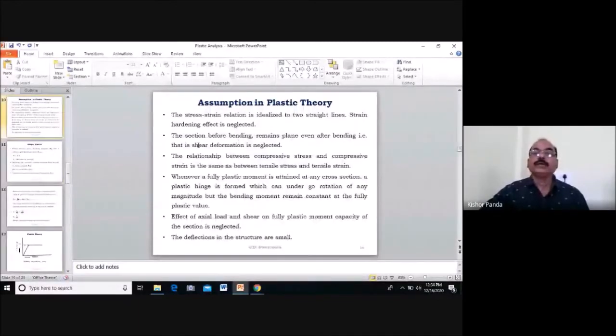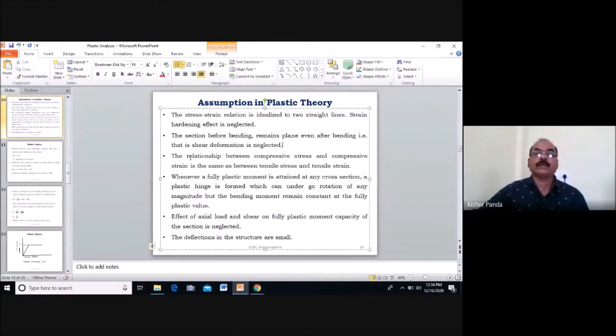Strain hardening effect is neglected in the case of plastic theory. The section before bending remains plane even after bending, that is, the shear deformation is neglected. So you know that in elastic theory, the section before bending also remains plane even after bending. Here also in plastic theory, this is valid: the section before bending remains plane even after bending, and the shear deformation is neglected.